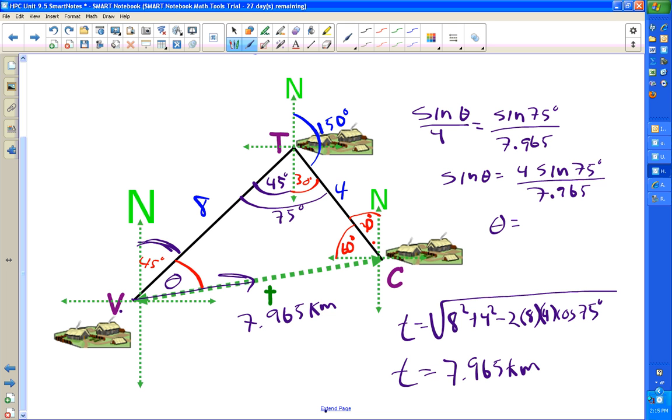Could be. 29.10. Yeah, close. You said it was 30. It's 29.018. Nonetheless, that's still not the bearing.